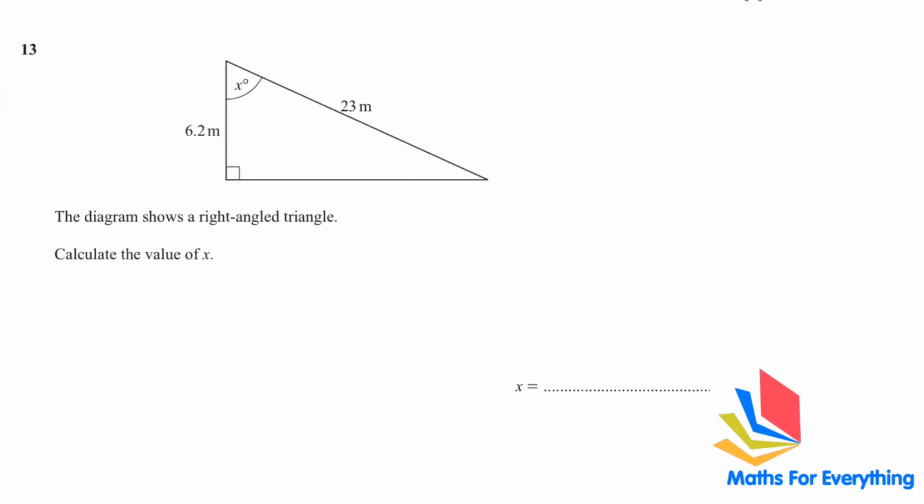Question number 13. We have been given a diagram that is a right angle triangle, and we have to calculate the value of x. So we have to find the angle x. This requires you to use trigonometry. I hope you know the different trig identities. These are the identities you need to know. Sine theta is equal to opposite over hypotenuse. Cos theta is equal to adjacent over hypotenuse. And tan theta is equal to opposite over adjacent.